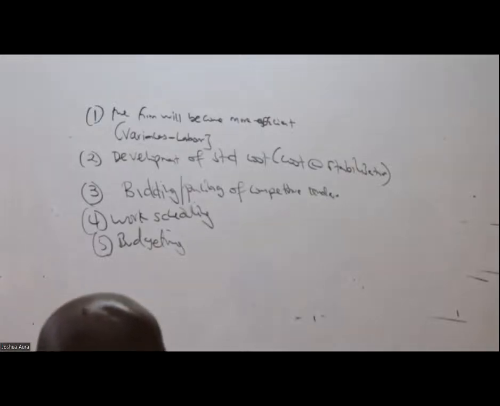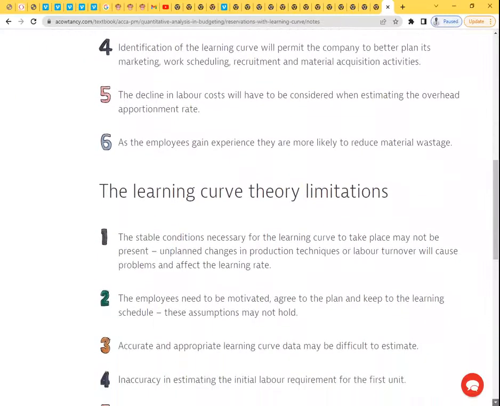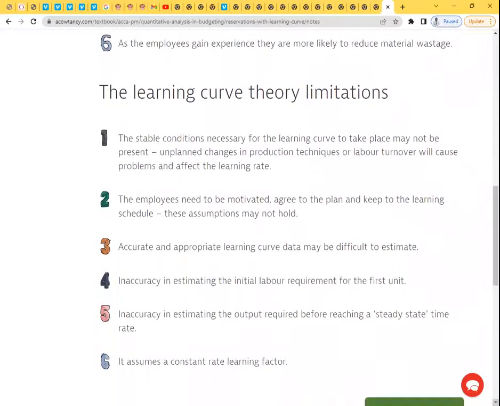You can easily end up getting so many marks there. Now, the learning curve theory limitations. What they're telling us here is that the stable conditions necessary for the learning curve to take place may not be present. Unplanned changes in production techniques or labor turnover will cause problems and affect the learning rate. The employees need to be motivated, agree to the plan, and keep to the learning schedule. These assumptions may not hold.